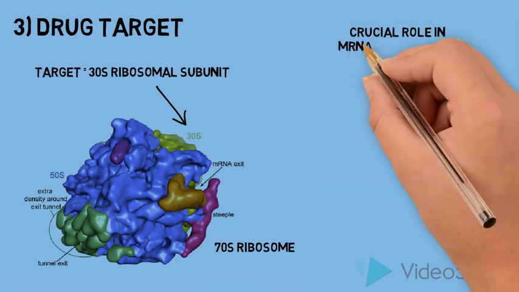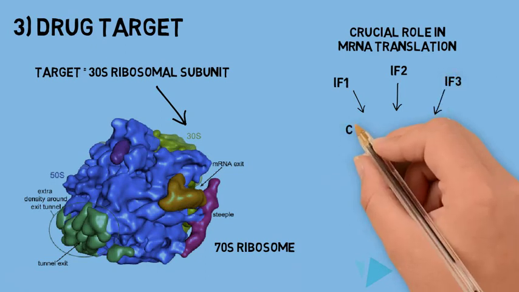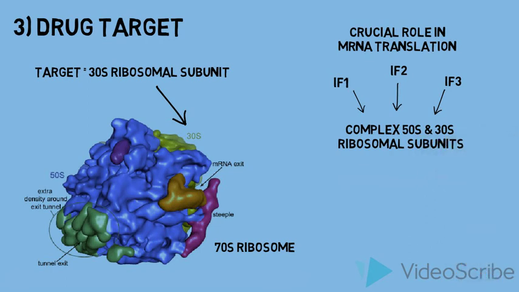The 30S ribosomal subunit has a crucial role in mRNA translation. Initiation factors IF1, IF2 and IF3 are necessary in order to complex the 50S and 30S ribosomal subunits for the initiation part of the translation process to synthesize the protein.